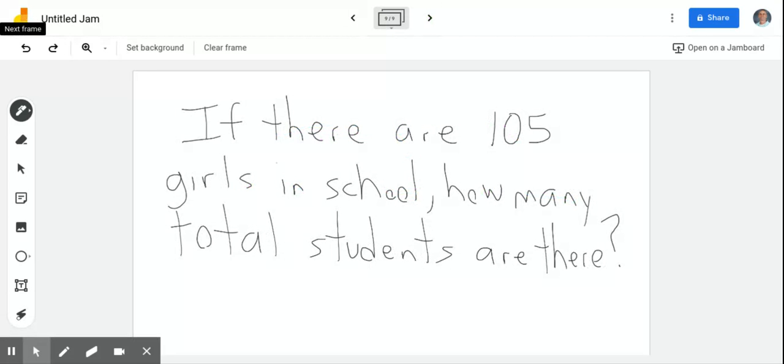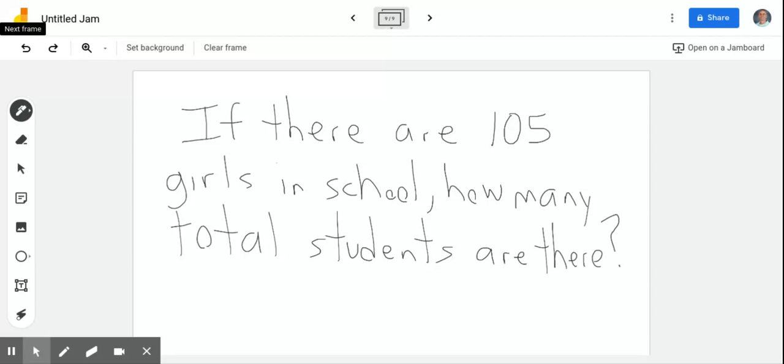If there are 105 girls in school, how many total students are there? Usually they would ask us how many girls it was, how many boys would there be. But this is saying, if there's 105 girls in the school, how many total students are there? How can we do this?